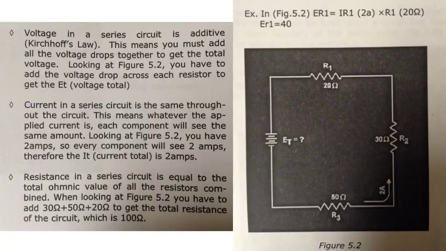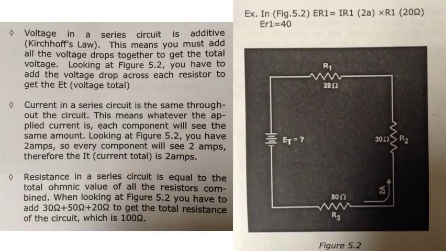Resistance in a series circuit is equal to the total ohmic value of all of the resistors combined. When looking at figure 5.2, you have to add 30 ohms plus 50 ohms plus 20 ohms to get the total resistance of the circuit, which is 100 ohms.